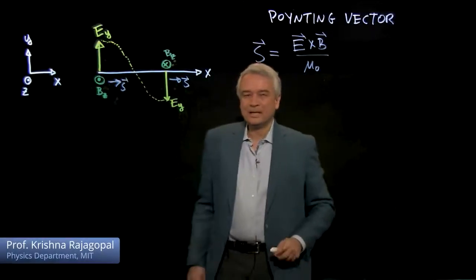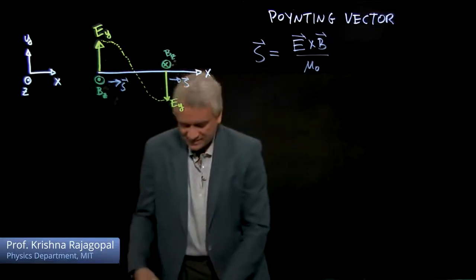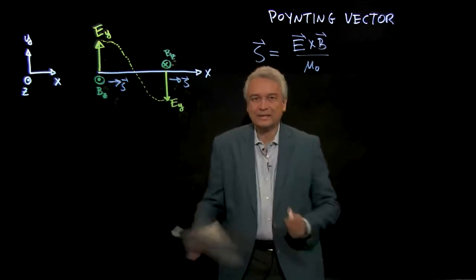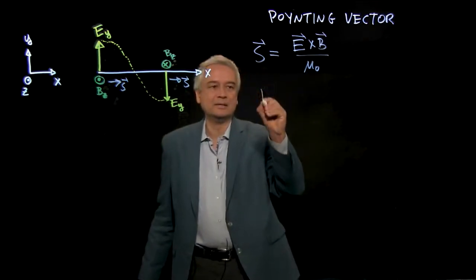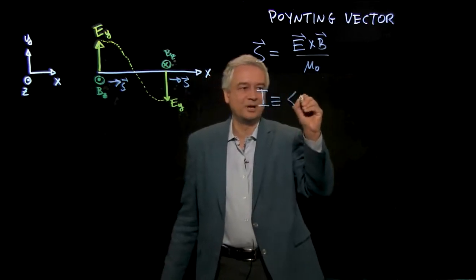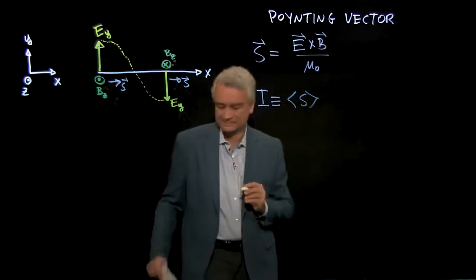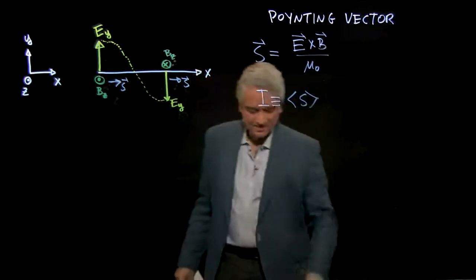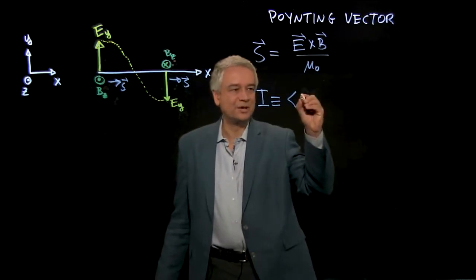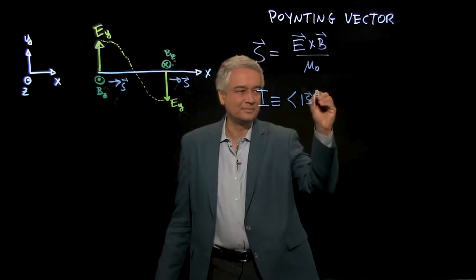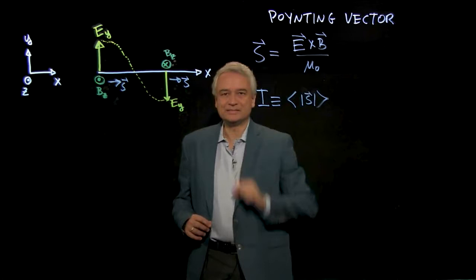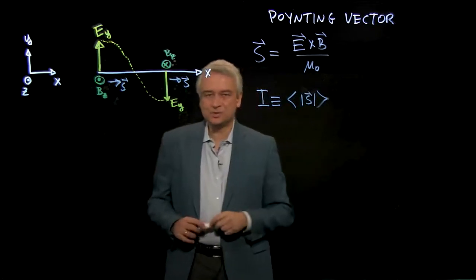So let's now relate the Poynting vector to the intensity of the electromagnetic wave. The intensity is defined as the time average of the Poynting flux. And by the Poynting flux, I mean the magnitude of the Poynting vector. So it's the time average of the magnitude of the Poynting vector.